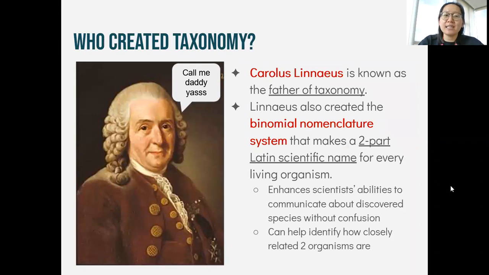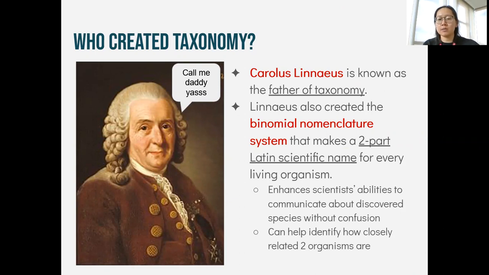So the man who created taxonomy, or the father of taxonomy, is Carolus Linnaeus. And he created another system called binomial nomenclature, which is what gives us the scientific names of organisms. And scientific names come in a 2-part Latin name. And that makes it really easy for scientists to communicate about new organisms that they discover, or organisms that have already been discovered that they're now first experiencing or encountering.